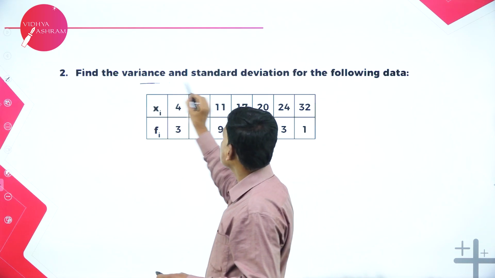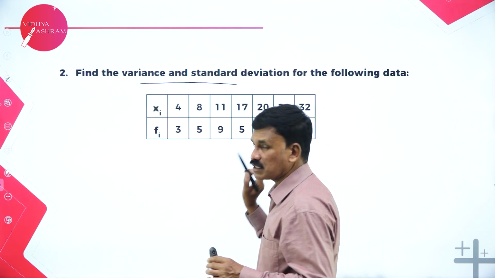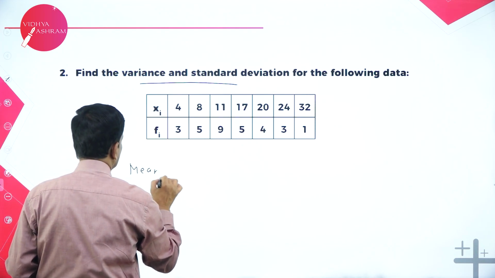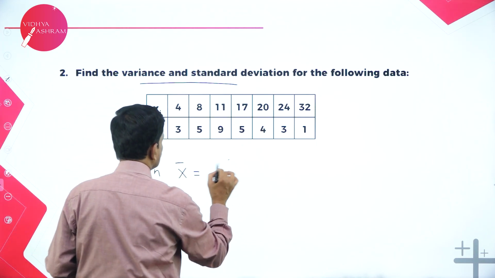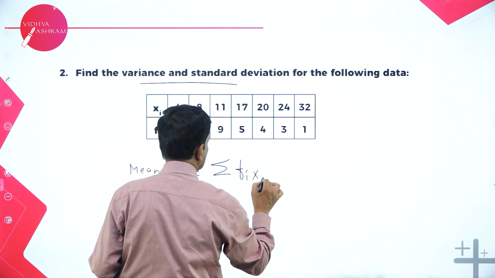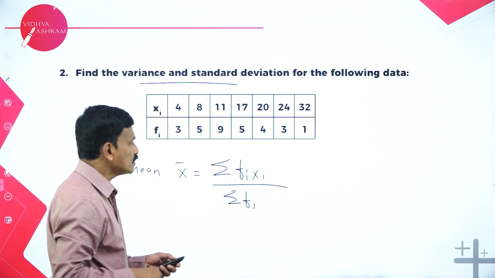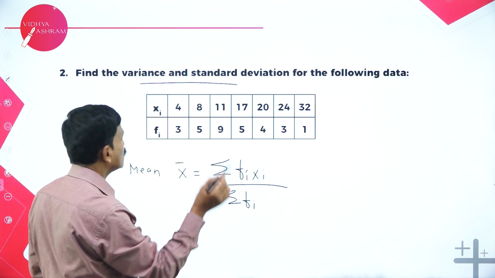Find the variance and standard deviation for the following data. So what is to find? Just find out the mean first. So the mean, x bar, is equal to sigma fi xi divided by sigma fi. Right. Then find out the standard deviation and the variance.